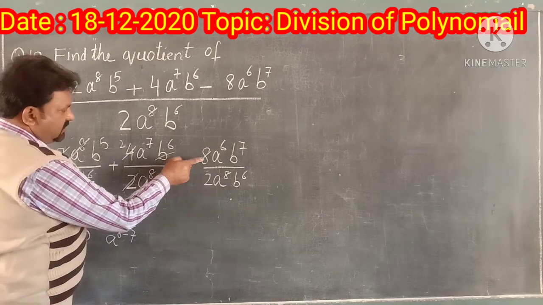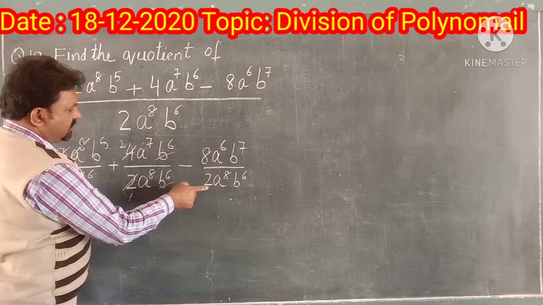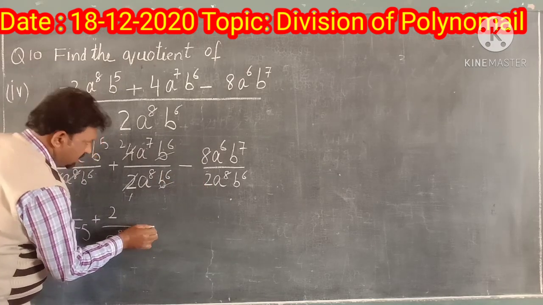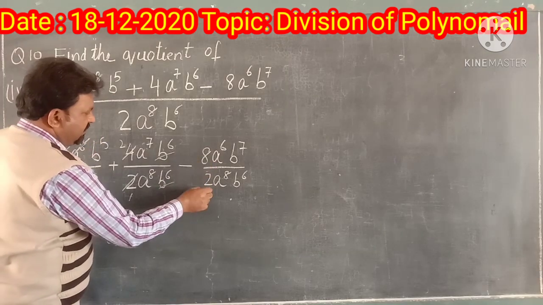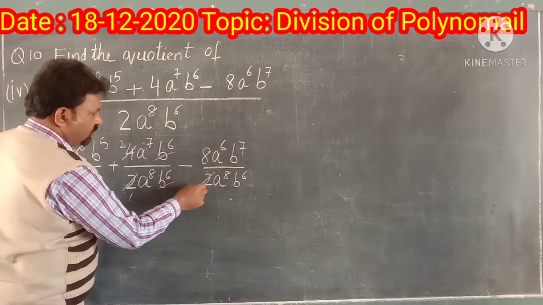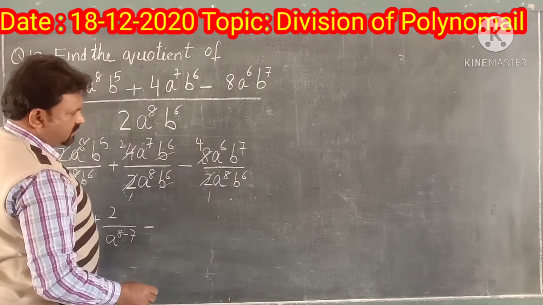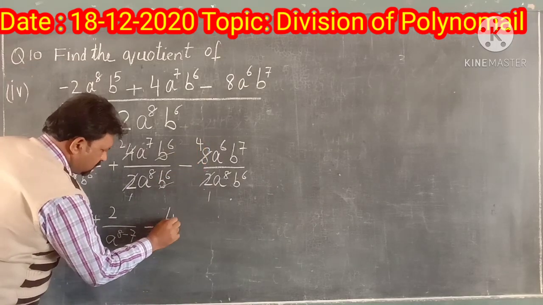This term is negative and this term is positive, so minus plus minus. We will divide the coefficient 8, and 2 ones are 2 and 2 fours are 8, 4. Okay.